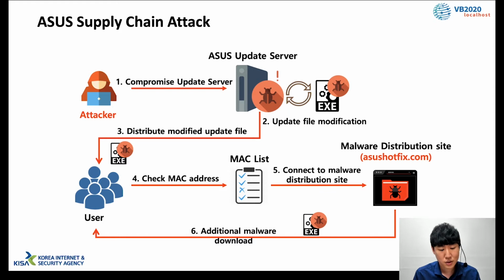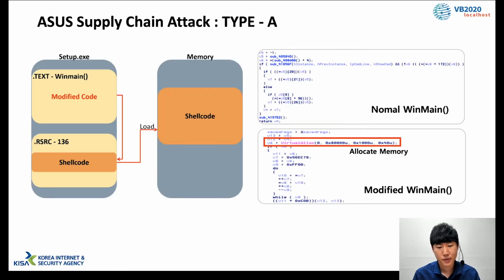Next, the installed malware collects the MAC address of the infected devices and checks if this machine is a target. After that, the attacker distributed the final payload only to devices that have a specific MAC address. The attacker distributed 2 types of tampered update files.